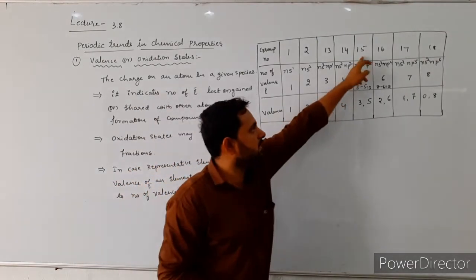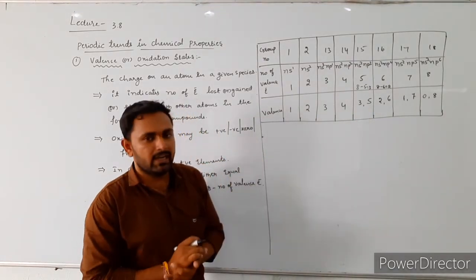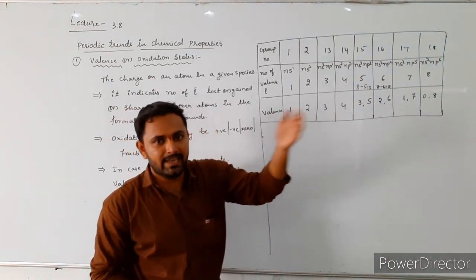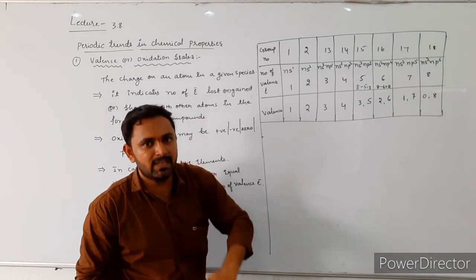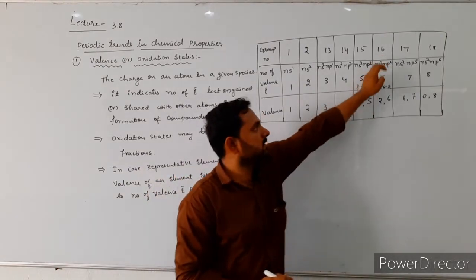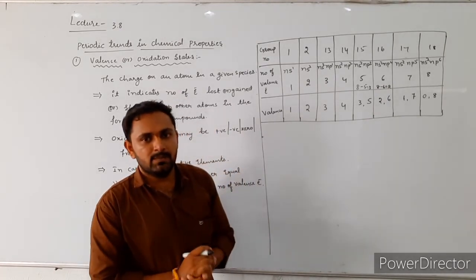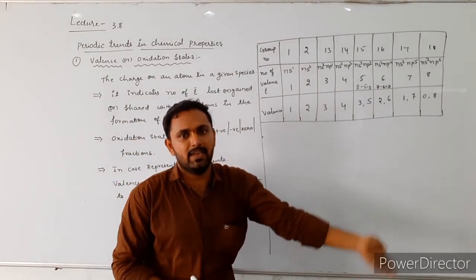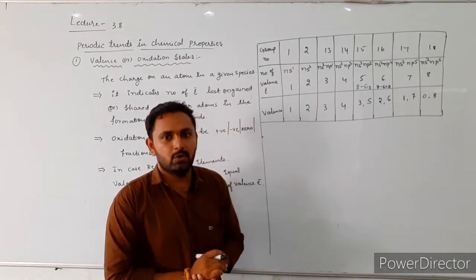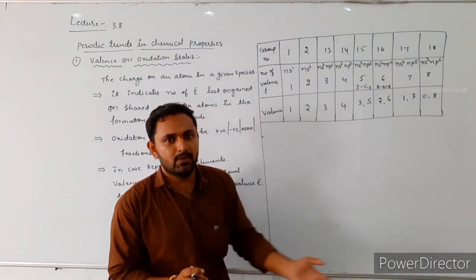For group 15 elements, the valence is 3 and 5. Here see, for group 15 elements, maximum they can donate 3 electrons, maximum they can gain 3 electrons, and maximum they can share 5 electrons. Group 16 elements have valency 2, 6. That means maximum they can donate 2 electrons, maximum they can gain 2 electrons and maximum they can share 6 electrons. Group 17 elements have more electronegativities. They have more tendency to gain electrons.